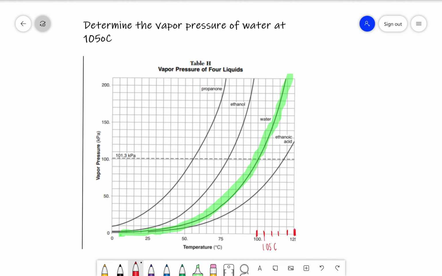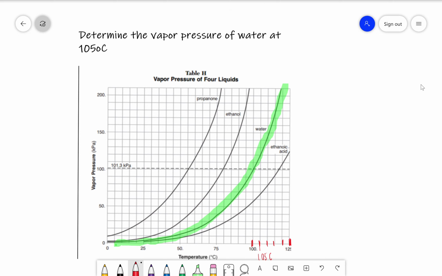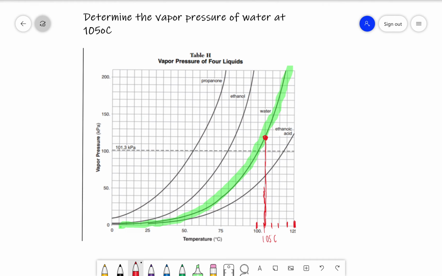Now the way you find the vapor pressure of your liquid at that temperature is you see where that temperature lines up on your particular liquid's curve. Well, it seems to line up right at this spot right here. That's where 105 degrees Celsius lines up with our water curve. And then what you do from there is you follow that point over to the other side, over to the vapor pressure side, and it lands right there.